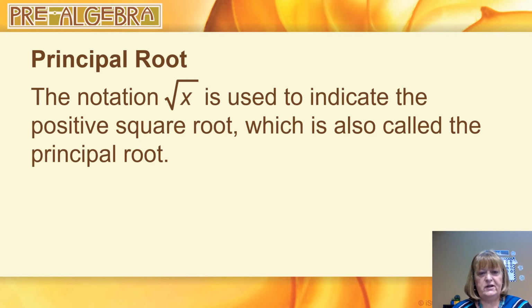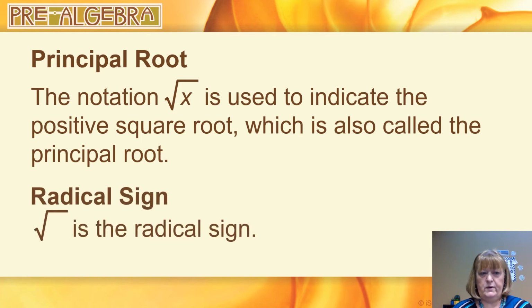Notice the notation. It looks kind of like a division sign with a little tail added to it. This indicates a positive square root, also called the principal square root. And the reason we can distinguish those is we can say -3 times -3 is 9. So the square root of 9 could be +3 or it could be -3. So that's why we call the positive one the principal square root.